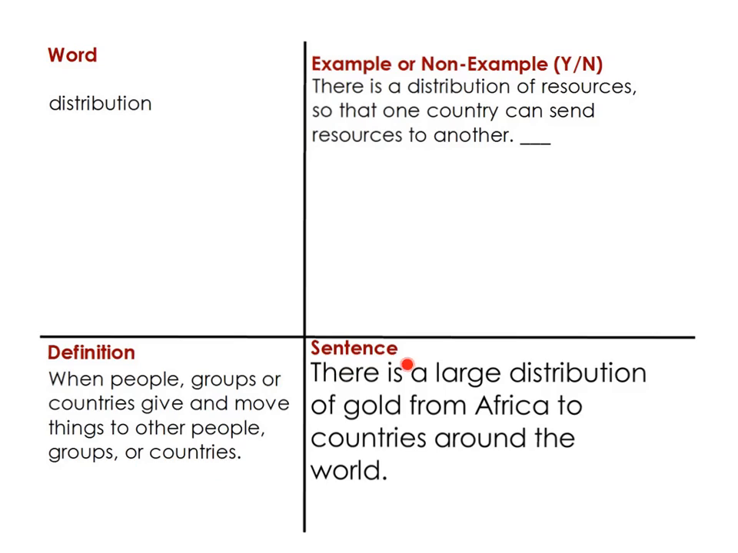Let's read a sentence together. There is a large distribution of gold from Africa to countries around the world. You complete the example or non-example.